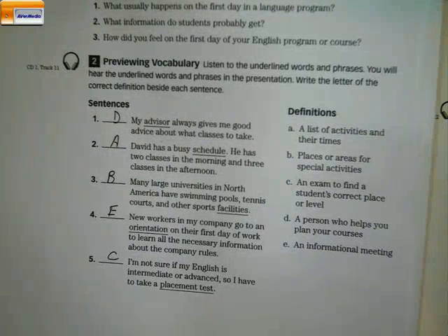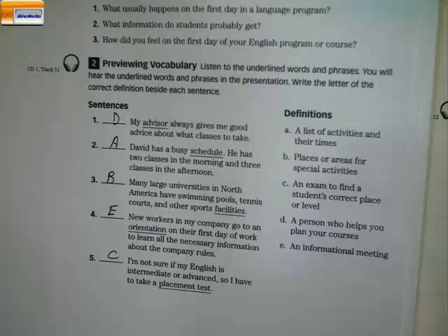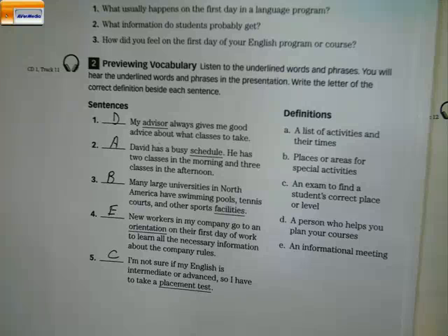Number 2, schedule. David has a busy schedule. And we chose A, a list of activities and their times. 3, facilities. Many large universities in North America have swimming pools, tennis courts, and other sports facilities. We chose B, places or areas for special activities. 4, orientation. New workers in my company go to an orientation on their first day of work to learn all the necessary information about the company rules. So we chose E, an informational meeting is an orientation, something at the beginning.